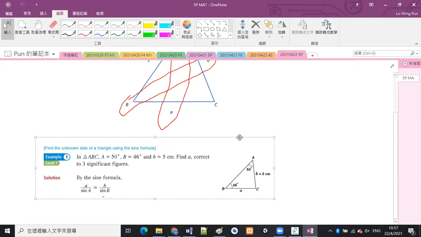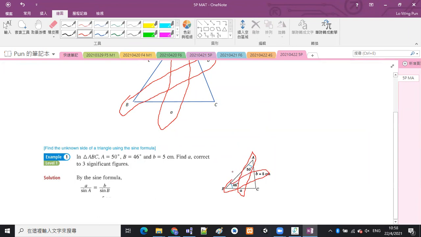We just draw the triangle like this. Angle A is 50 degrees, angle B is 46 degrees, length B is 5 cm. I want to find length A. I need to circle this first. This is one pair of length and side, and this is the second pair of length and side, right?